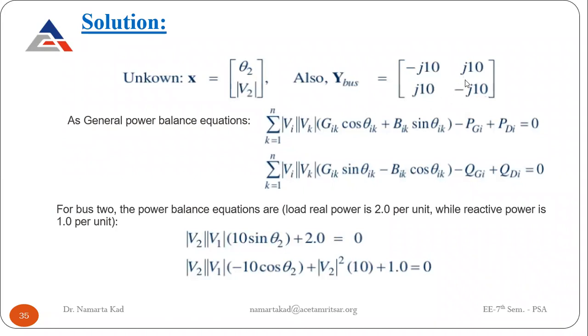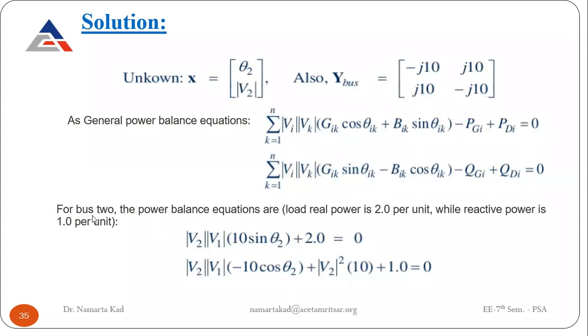Minus J10 actually. So the diagonal elements are written as they are, but the off-diagonal elements are written with the negative sign. So here comes minus of minus J10, which comes out to be J10 with a plus sign. So this is your Y bus. Now the general balance equations are these two equations that we have already seen.